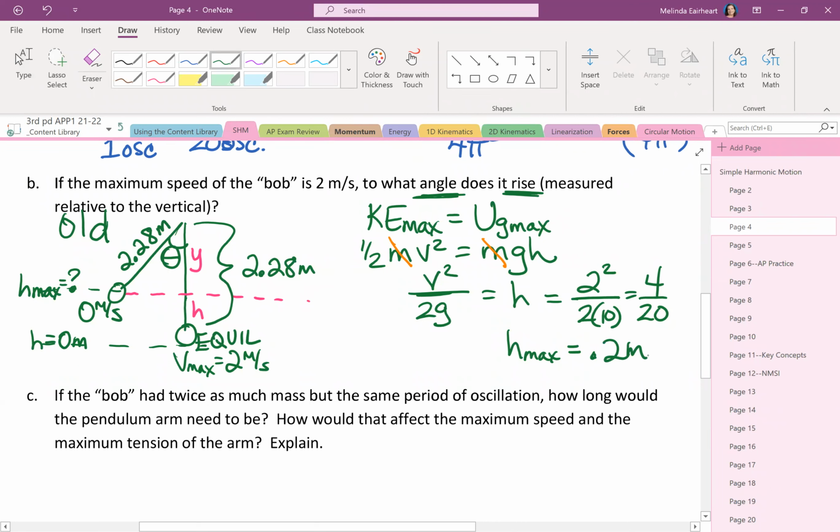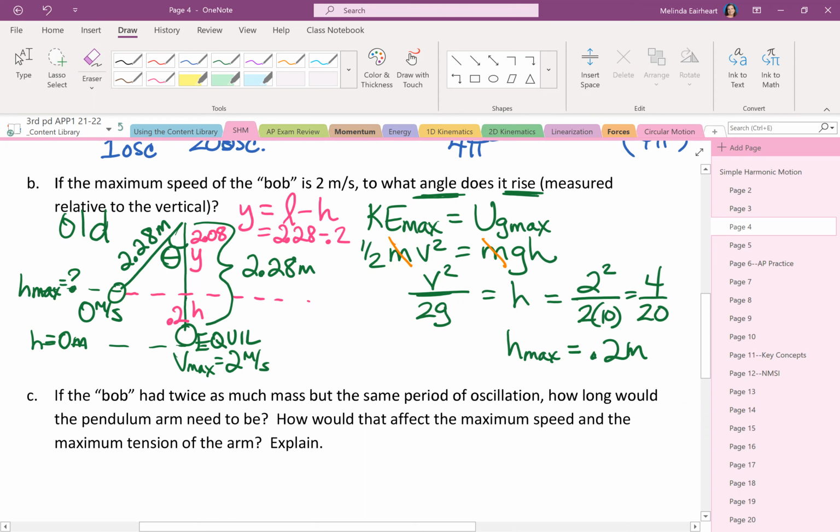0.2 should be meters. Not our final answer. That's going to help us get the angle. And so now we know that this h above the lowest point is 0.2. The length of the string is 2.28. How do I find the y value? Minus the height. And so that 2.28 minus 0.2, our y value is going to be 2.08.